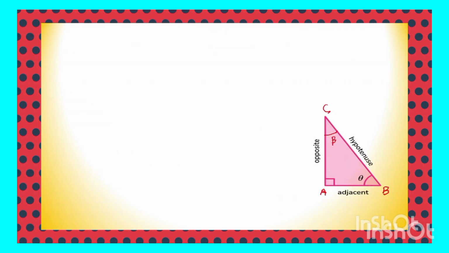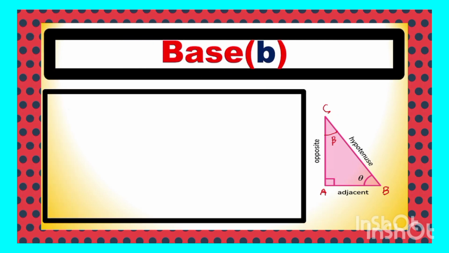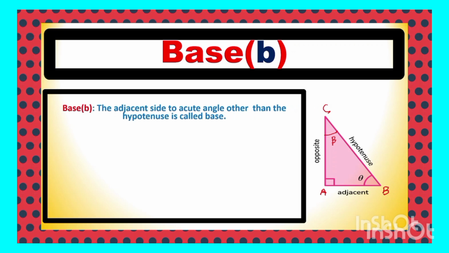Clear? Similarly, another point we are going to discuss is the base. So what is the base? The base is the side adjacent to the acute angle of the right angle triangle, other than the hypotenuse. So for the angle B, which is theta, the adjacent side, the base, is AB, other than the hypotenuse, because the hypotenuse is the longest side. Similarly, for the acute angle C, which is beta, the adjacent side is AC. This is how you find the base of the right angle triangle, which is entirely dependent upon the acute angle and is not constant.